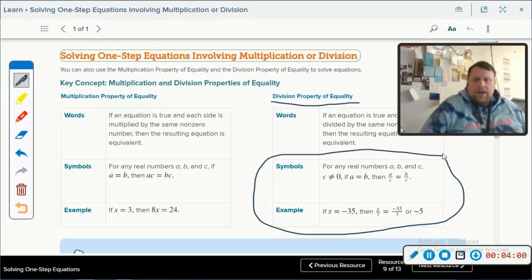And what does it say? For any real numbers, a, b, and c again, c cannot equal 0. Why can c not equal 0? Well, we'll see in just a minute. If a equals b, then a divided by c equals b divided by c. The reason c can't equal 0 is you can never have division by 0.